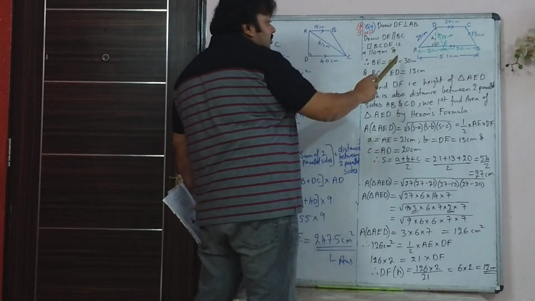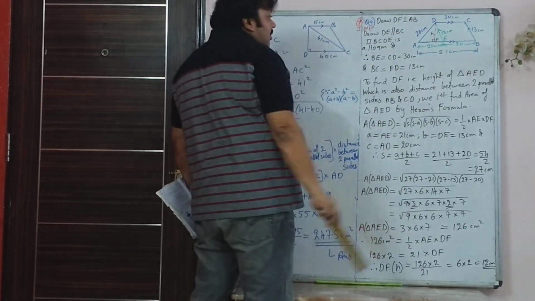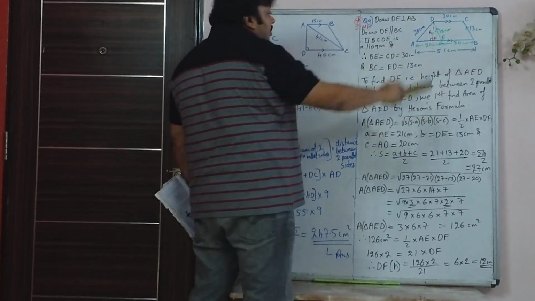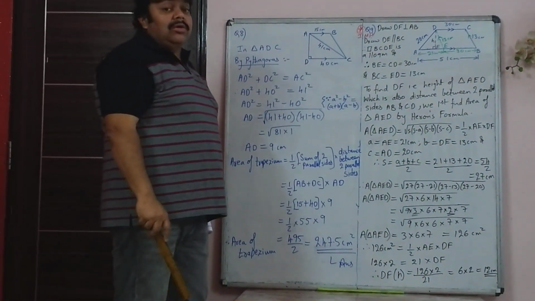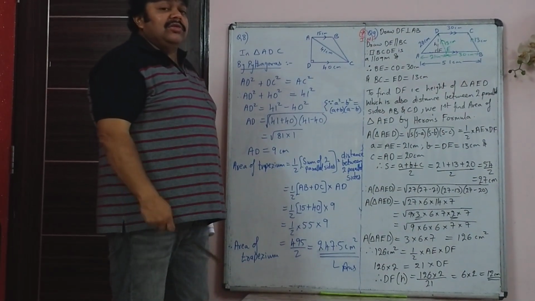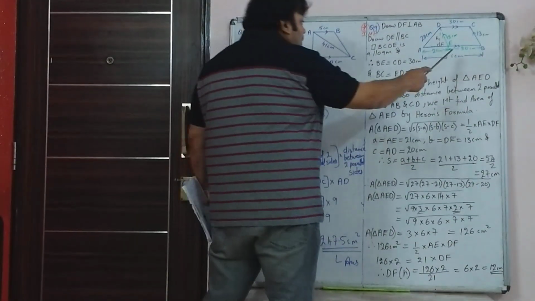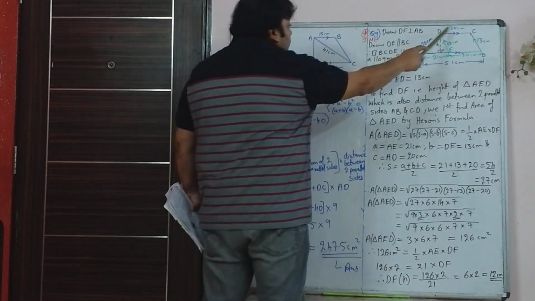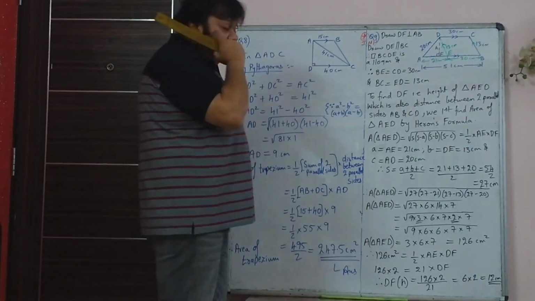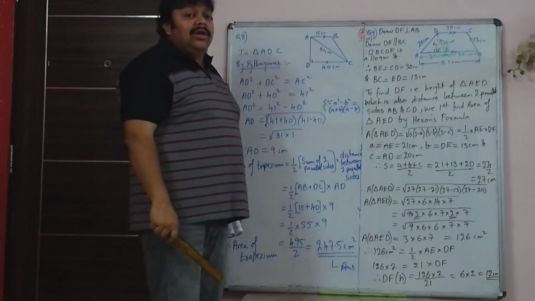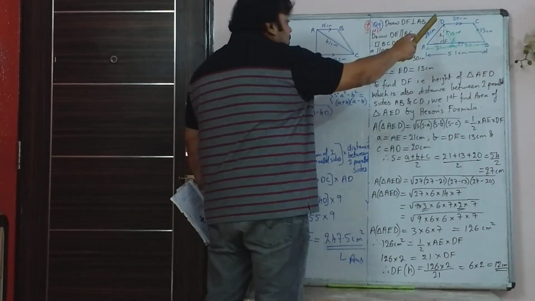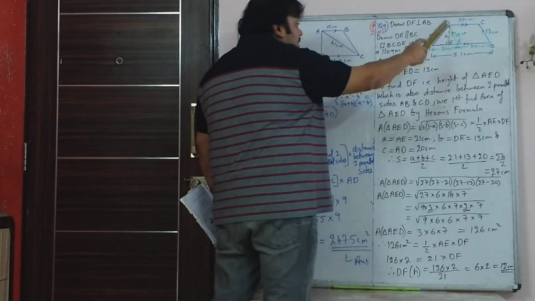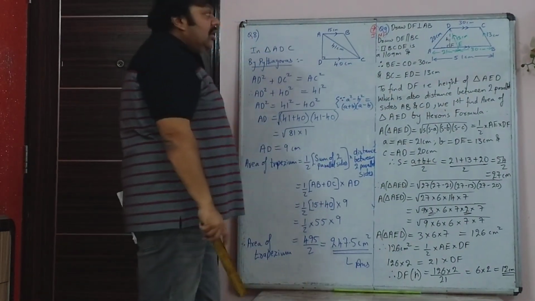Now since by construction you are drawing DE parallel to BC, this quadrilateral will become a parallelogram, because both pairs of opposite sides are parallel. Therefore your BE will be exactly the same as DC, so both sides will be 30. Opposite sides of a parallelogram are equal. And you will have DE equal to BC. BC is already given as 13, so DE will also be 13.